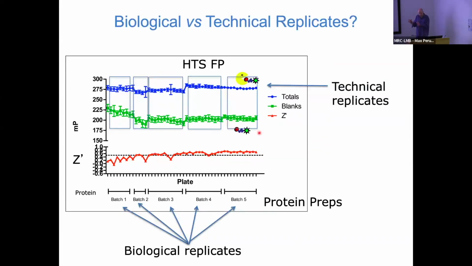In terms of biological and technical replicates, again we don't tend to do things like high throughput screening. But here's an example of this assay again, high throughput screening fluorescence polarization. So these were different preps, batch 1, batch 2, batch 3, and these were different from technical replicates. You kind of see as I purified the protein better, and then the person doing the high throughput screening formulated the assay, it got better and better.